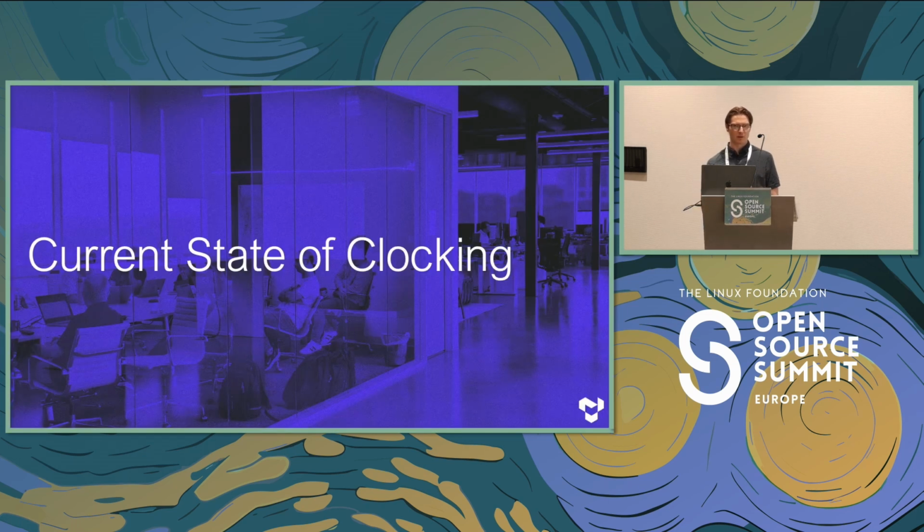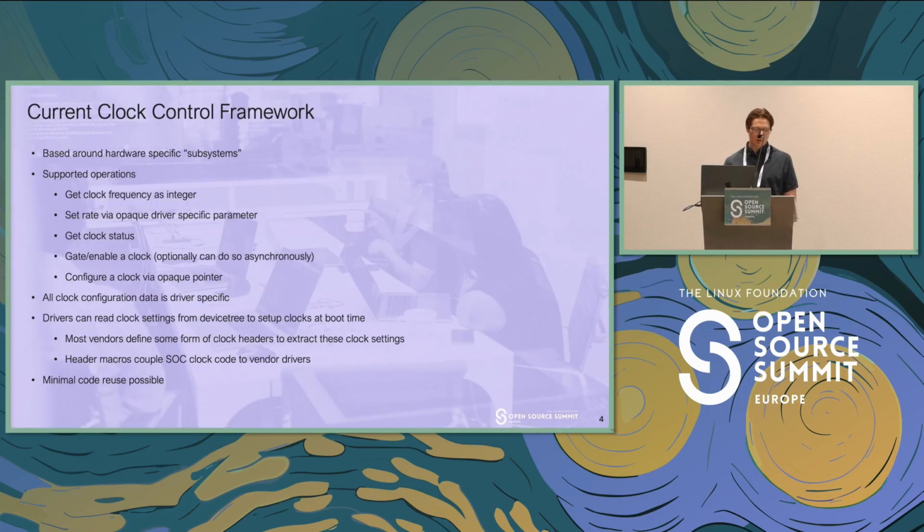So first off, let's talk about the current state of clocking. Again, if you saw my presentation last year and you remember it, this is a bit of an overview, so I am going to move a little bit fast. This is what's in mainline for Zephyr: the clock control framework, which is based on the concept of hardware-specific subsystems. The framework supports several operations on a clock. You can get its clock frequency, set its rate via an opaque parameter, get the status, gate or enable it, or configure it. Pretty much all configuration data is specific to the clock driver.